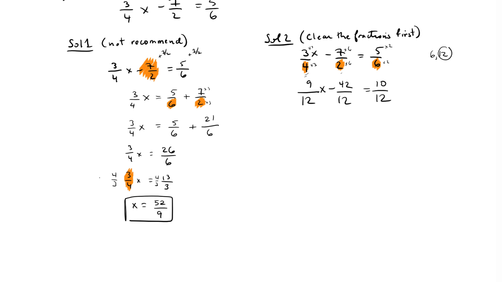Once I have this, it's just the same as saying it's 9x minus 42 over 12 equals 10 over 12. And everything's over 12, so what I can do is clear those denominators. Why can I do that? It's because I can get rid of them by multiplying by 12 on each side. And if I do this, they go away. So I'm just left with 9x minus 42 equals 10. Okay? So I'm just left with the top part here.